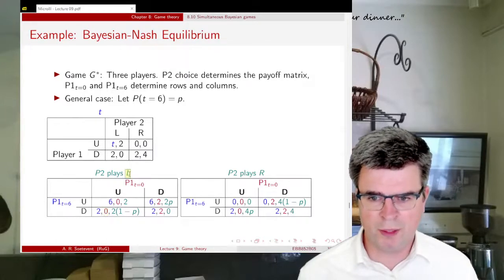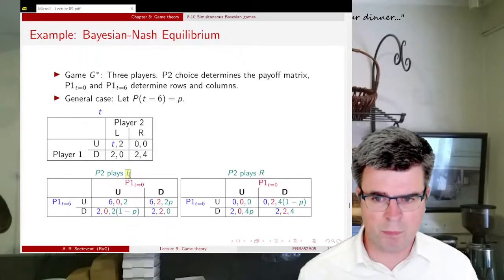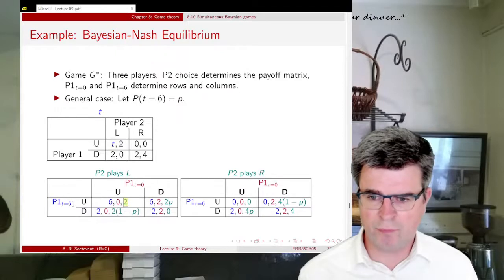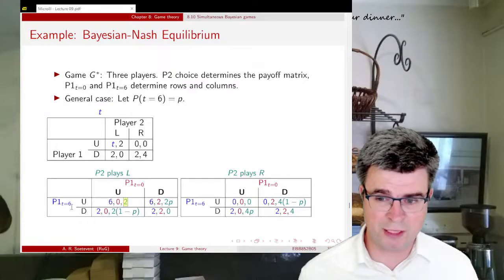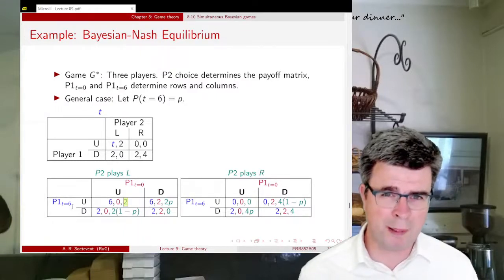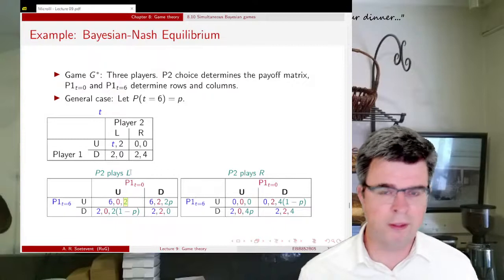And to player 2, if player 2 plays left, then the payoff is equal to 2 if player 1 is of type T is 0 and plays up, and also if player 1 is of type T is 0 and plays down. And what is important is what happens here. So if player 1 of type T is 0 plays down, but player 1 of type T is 6 plays up, what is then the expected payoff to player 2 of playing L?